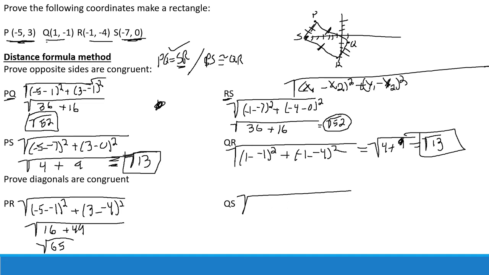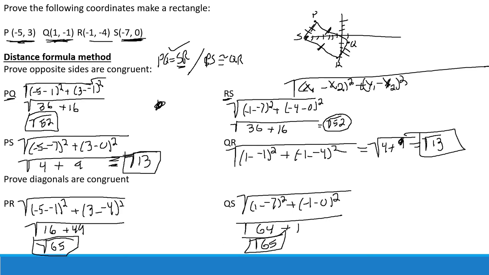So QS. So Q and S, the x's first would be 1 and -7. So 1 minus -7 squared plus -1 minus 0 squared. That'd be 1 plus 7, which would be 8 squared, which would be 64. And then -1 minus 0 is -1 squared, which would be 1. And so we end up getting 65. And so those are my two answers, and they are indeed congruent.